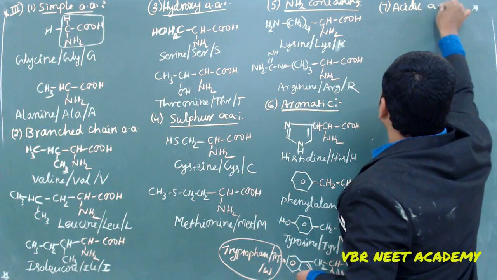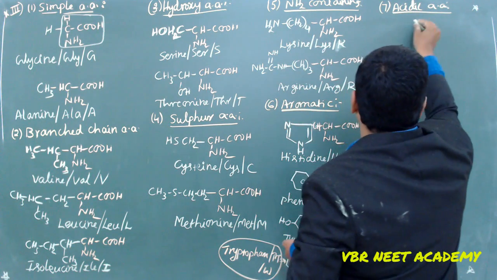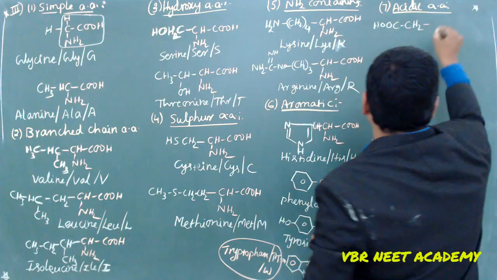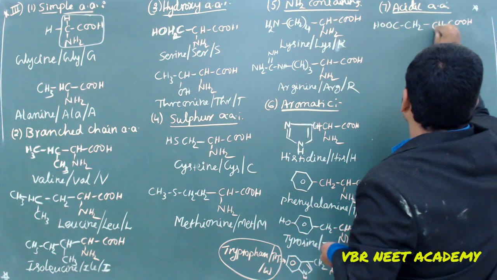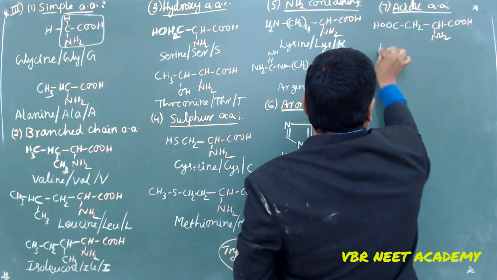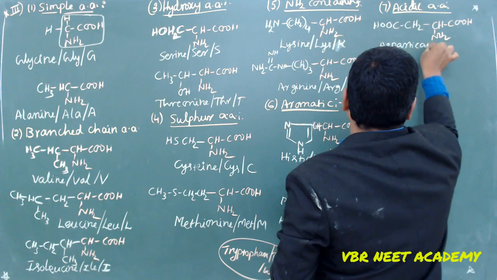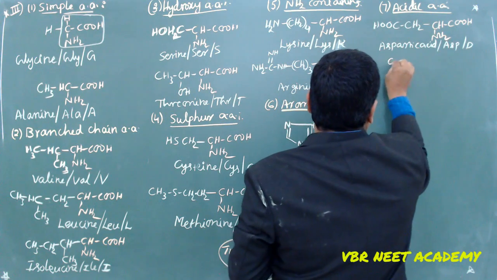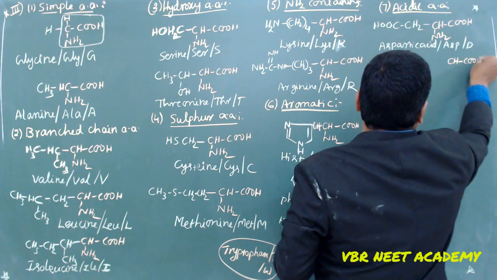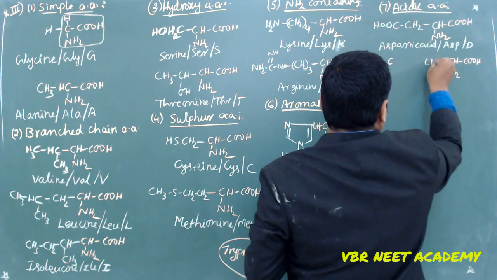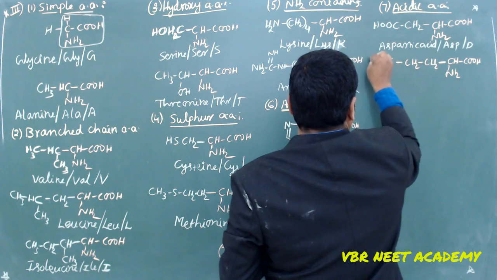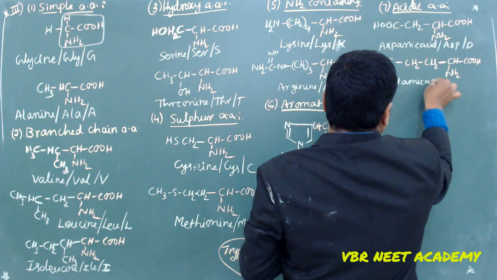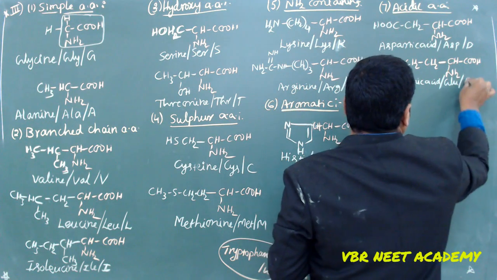Acidic amino acids. This is called aspartic acid, ASP, D. This is glutamic acid, GLU. It's E.